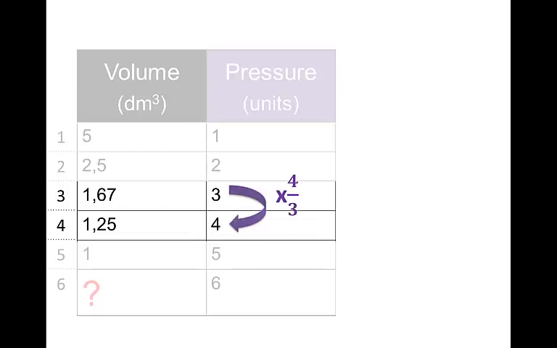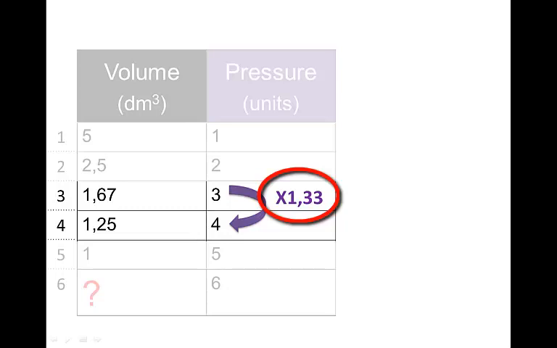3 times 4 over 3 equals 4. We can see that easily because the 3 cancels from the top of that fraction and the bottom of that fraction equals 4. But that's the same thing as saying 3 times 1,33 equals 4. 4 over 3 is the same thing as 1,33. 3 times 1,33 equals 4.